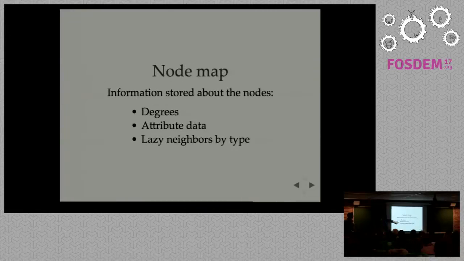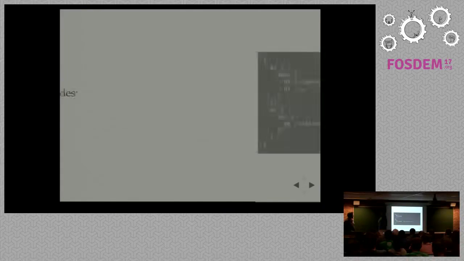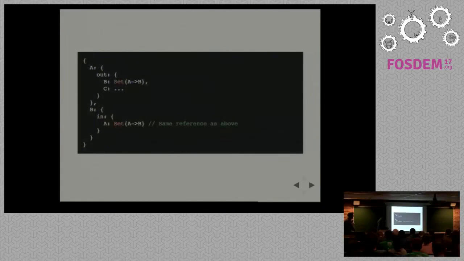So the node maps will store things like degrees, attribute data, and a lazy neighborhood indexation. This means that if you have to check, say, my neighbors, it will compute the index and then you'll have it, but not the first time. And so the index of neighbors looks like this. It's actually a sparse matrix. It's a really simple sparse matrix.